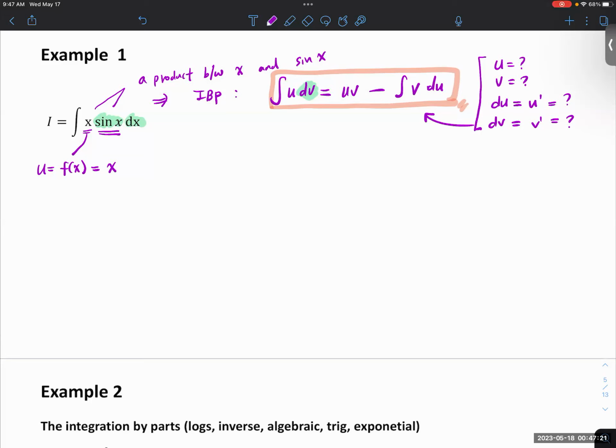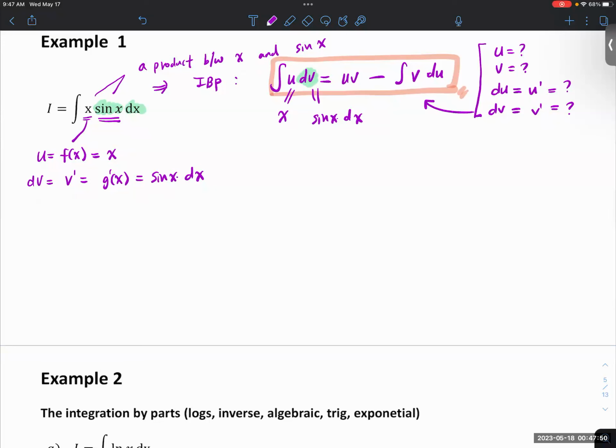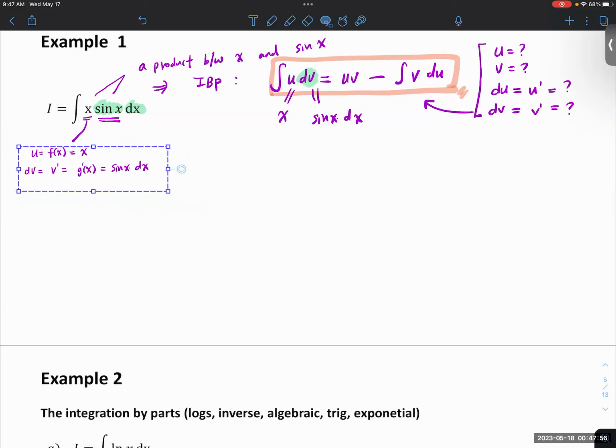So dv means this is the v prime, or g prime of x. It's given as sine x dx. Are you following? I'm just defining what is given. u is x, and dv is sine x dx, right? So we're going to find the rest of the information, what u prime is and what v is. The IBP method always asks you to find the rest of the information. So I'm going to make it a little bit smaller. So what are you going to do? Make a 2 table.